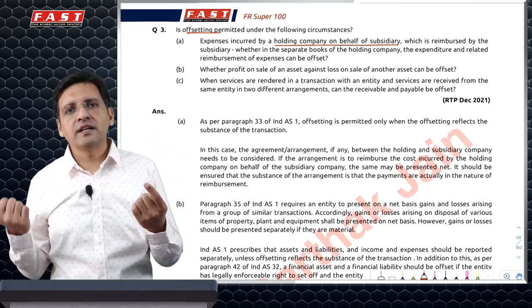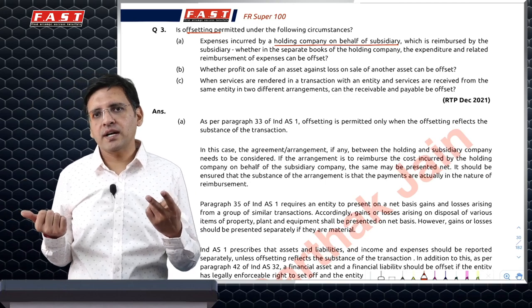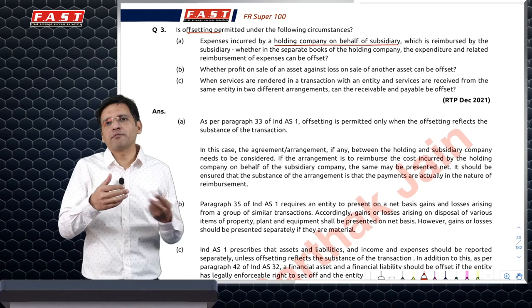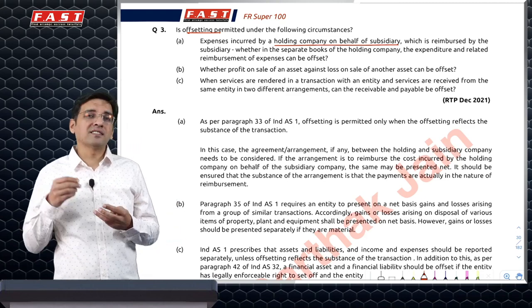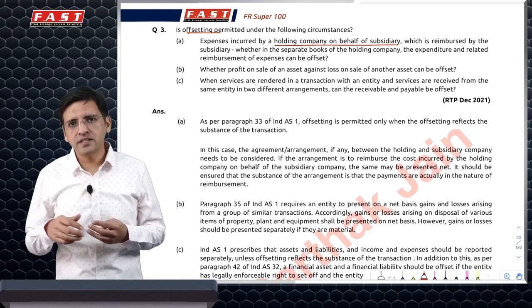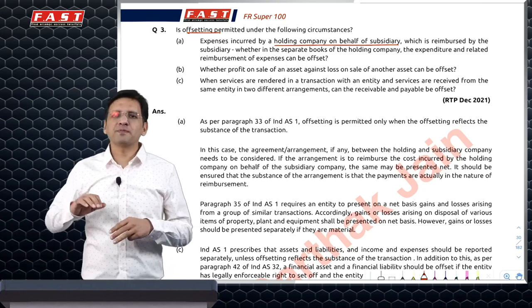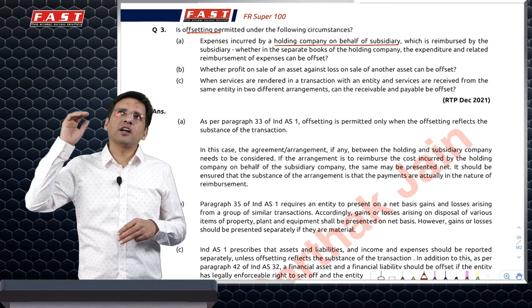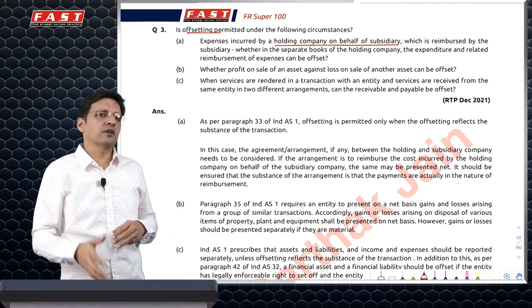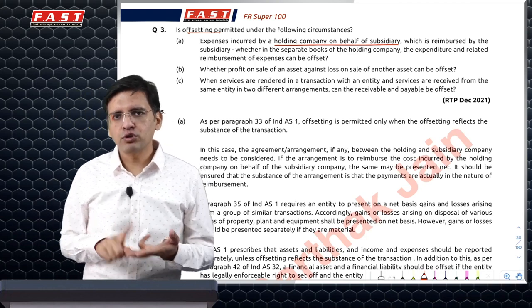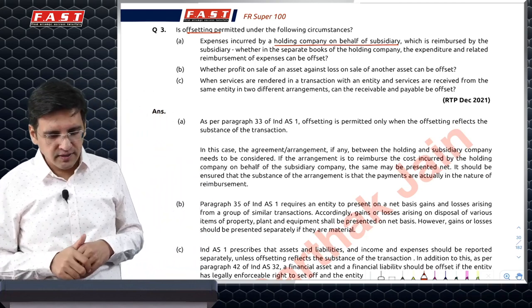One, if any Ind AS specifically permits it, you can do that. Second, similar nature transactions can be offset, as in profit and loss from sale of PPEs can be offset unless it is material. Third, if offsetting would represent the substance, then you should. So if holding is specifically doing these reimbursements and incurring these expenses on behalf of subsidiary only, then definitely offsetting would represent the substance of the transaction. So you should offset. You should give a conditional answer like this in this case.